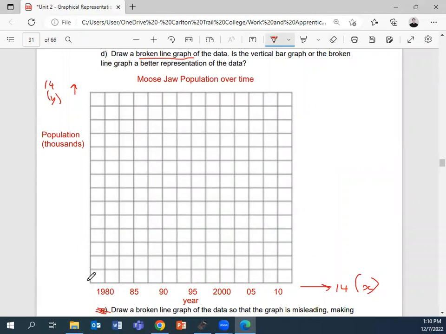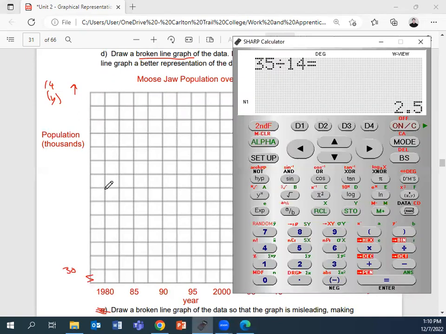So why don't we break this graph? Put that little squiggle there. Why don't we start at 30 and then go up a little bit more instead? I've used one line here, so now I'm at 13 lines. I need to go up to 35. 35 minus 30, I'm at 5. I have 13 lines instead of 14 because I've started a little squiggle there.